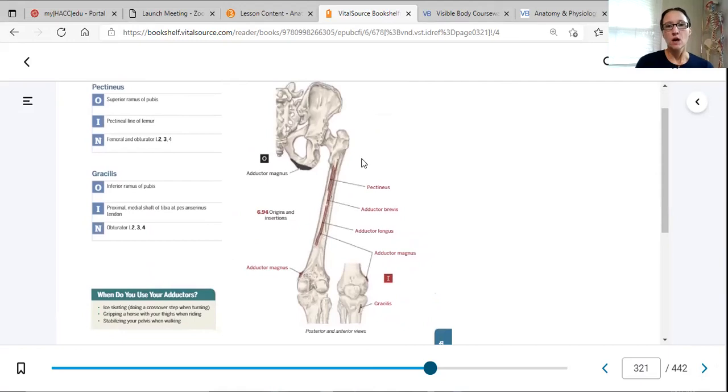All right, so when we're talking about insertions, you see how close together they are for all of these adductors? They're pretty much all along the medial lip of the linea aspera. That makes sense because they're all going to adduct. So they're all going to pull the thigh towards the midline of the body. All right, so pectineus originates at the superior ramus of the pubis. So it's way up there. And then, of course, it has its own insertion, pectineal line of the femur.